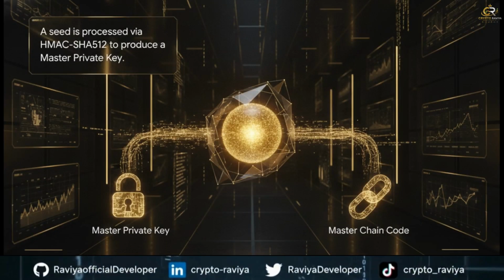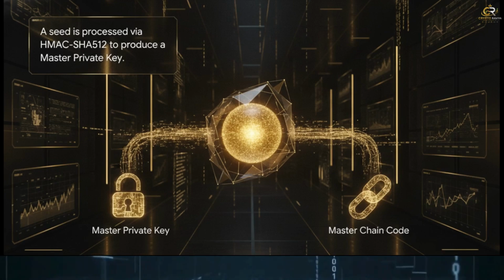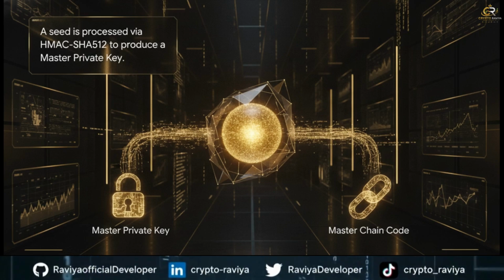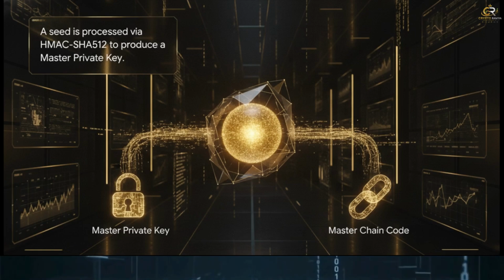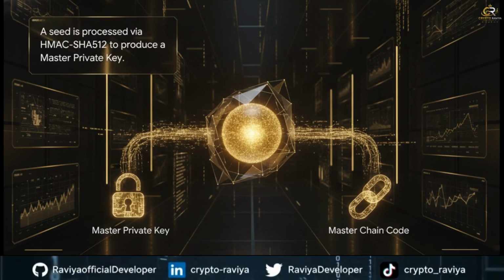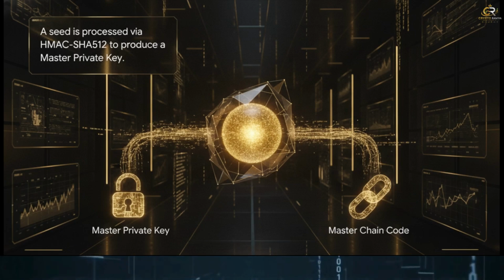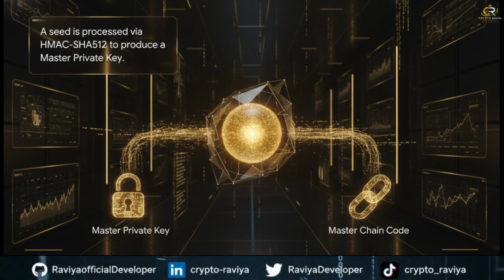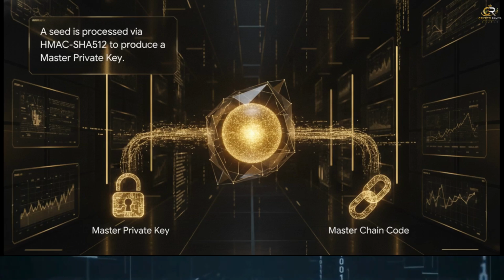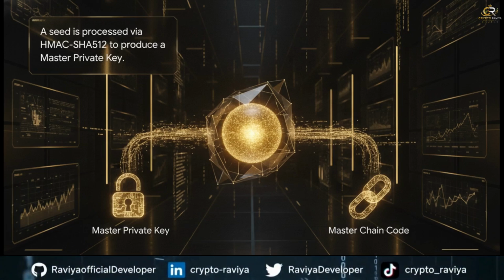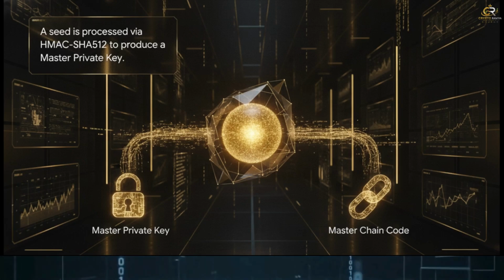Let's look at exactly how this sorcery begins. You start with a random seed, just a piece of data, usually between 128 and 512 bits. This seed is processed through a cryptographic function called HMAC-SHA512. The output of that is a 64-byte sequence that gets sliced perfectly in half. The left half becomes your 32-byte master private key, and the right half becomes your 32-byte master chain code. I want you to picture this combination as the glowing, beating central core of your wallet. From this one single core, literally near infinite branches of child keys can sprout.